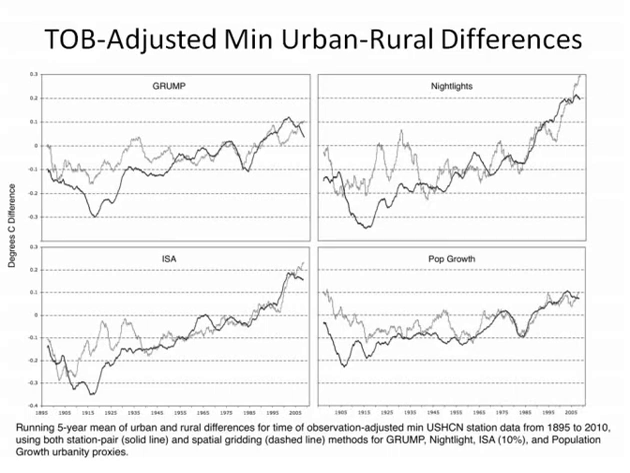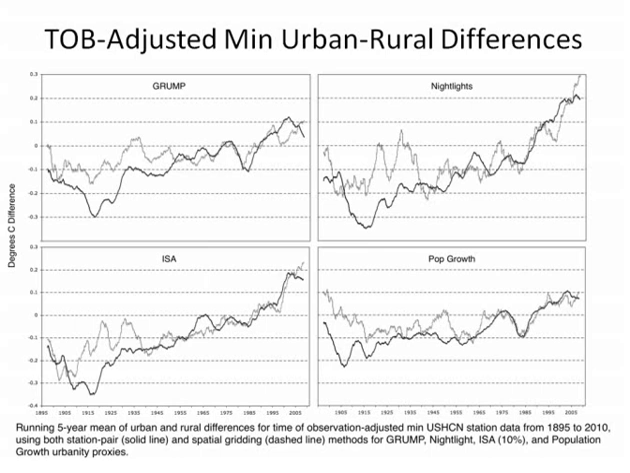So here are the results we got for the time of observation data. The solid line is the station pair method. The lighter line is the spatial gridding method. And this was actually somewhat of a surprise to us, just how large the signal was in the time of observation data. In some cases, over the course of the century, there was as much as a 0.5 C difference in urban and rural temperatures. For others, it was a little bit smaller. And there's the 4 graphs of the 4 different urbanity proxies, so GRUMP, night lights, ISA, and population growth.